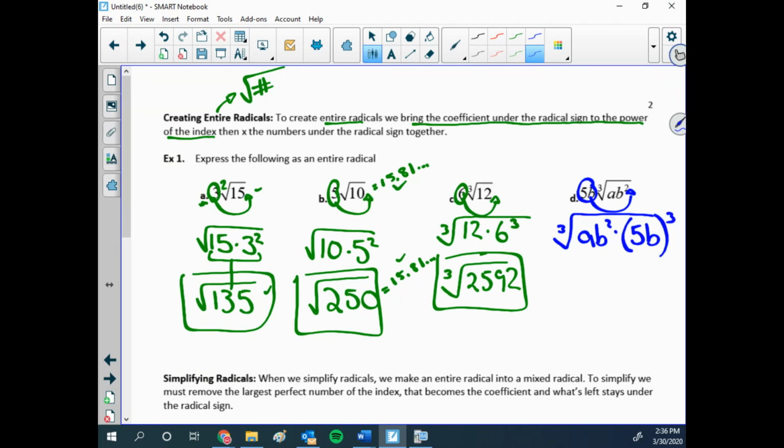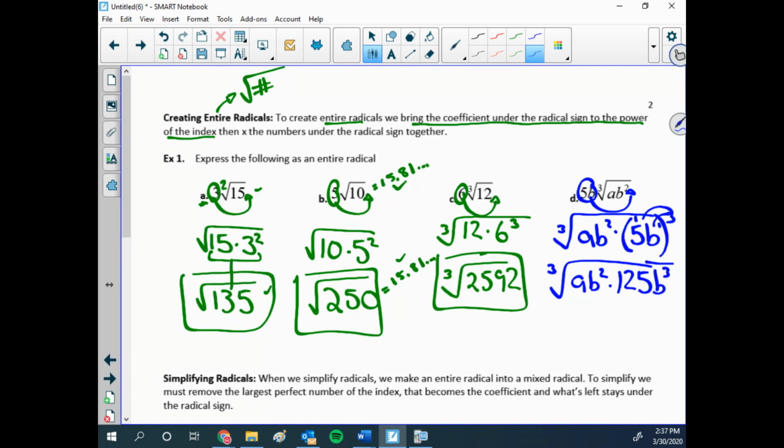And I put that in brackets because the entire thing needs to be put to the exponent, not just one of them. Now, in this type of question, we have to remember exponent laws. The exponent law I would use here is power of a power. Because this is a monomial, I can distribute that exponent and multiply it to the other exponents that are here. So this is the cube root of ab squared times 5 to the power of 3, which is 125, and b to the power of 3 is just b cubed.